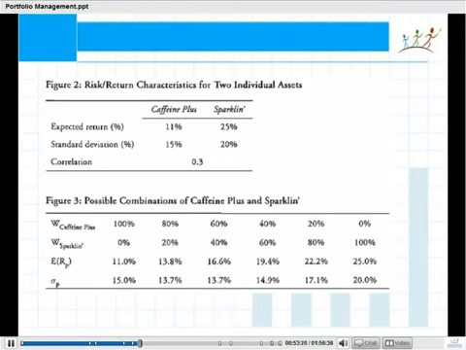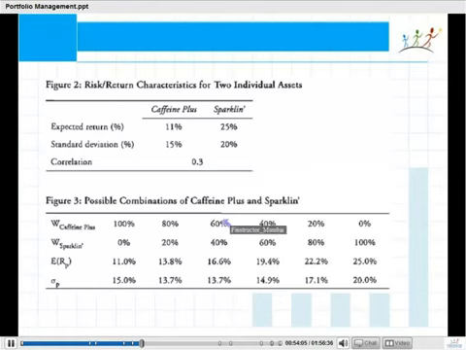Knowing this formula, let's imagine a portfolio that consists of 2 assets. There is one asset called Caffeine Plus and there's another asset called Sparkling. Caffeine Plus has an expected return of 11% and Sparkling has an expected return of 25%. The standard deviation of Caffeine Plus is 15% and the standard deviation of Sparkling is 20%. The correlation between Caffeine Plus and Sparkling is 0.3.